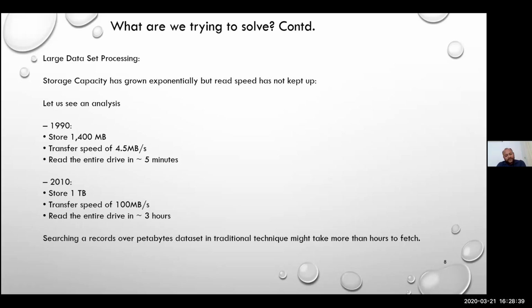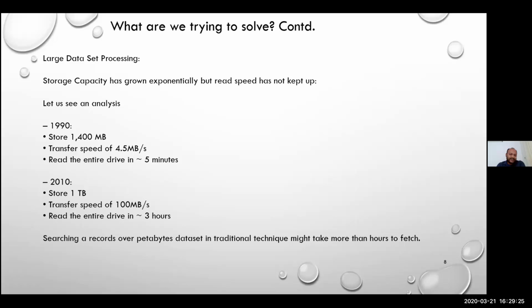And in terms of data processing, if we look at 1990, for example, if we bought a hard disk, that could store maybe 1400 megabytes, and the transfer speed was 4.5 megabytes per second. That means a whole disk could be read within 5 minutes. Now, if we think about external storage of 1 TB, and the read speed is 100 megabytes per second, then we may need 3 hours just to read the whole disk.